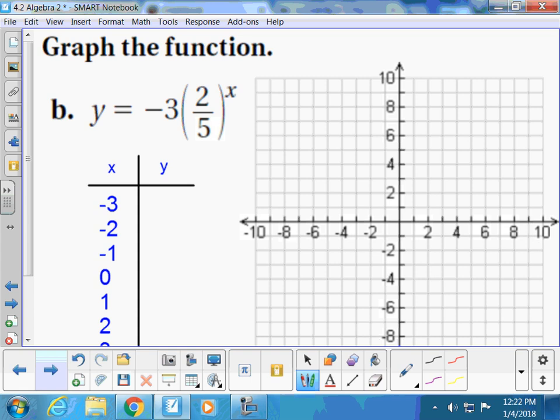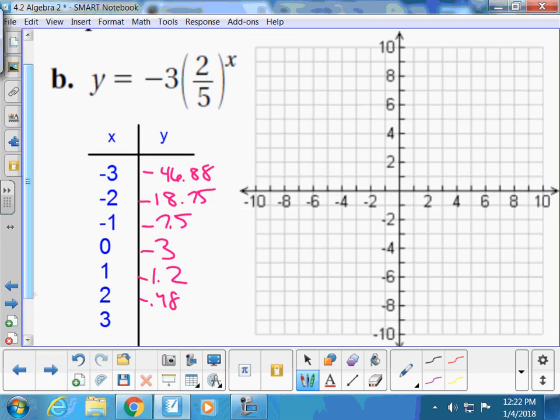Okay. So for your table, did you get negative 46.88? Okay, so we're matching. Negative 18.75, negative 7.5, negative 3, negative 1.2, negative 0.48, and negative 0.192. So it's a little bit weird because it's a decay graph that flips. It's kind of down here.